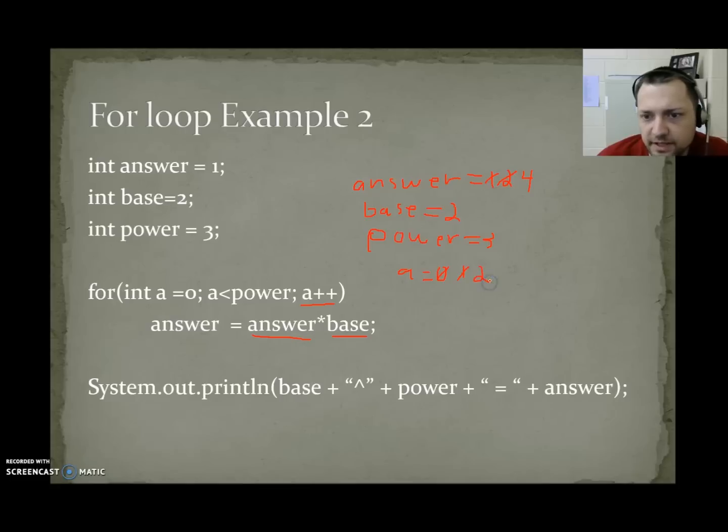Is 2 less than 3? Yes. So answer becomes answer times base. So 2 times 4, 8. A goes to a 3. Is A less than power? No, they're equal. So it would have happened 3 times that we multiplied by the base, which was 2. So 2 to the 3. That's how we got 8. So here it would say, the base is 2 caret power 3 equals 8, the power we just ran.